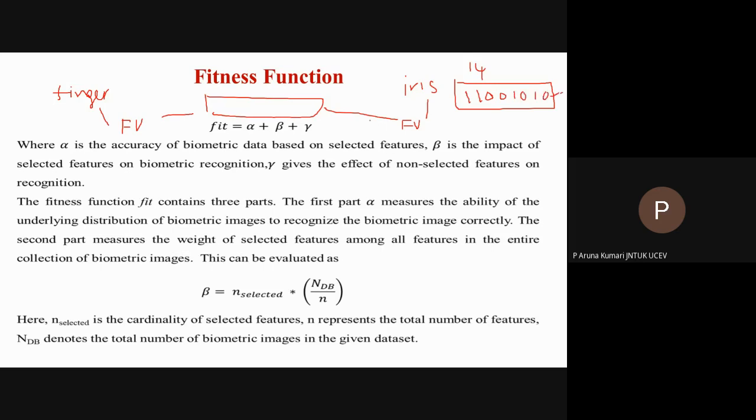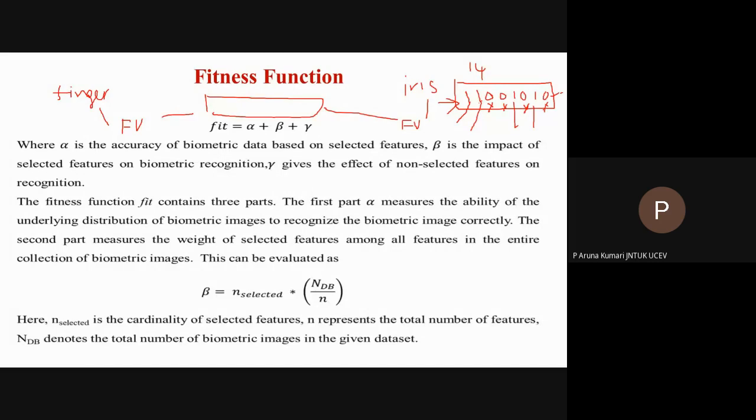Okay, this is my particle, the best particle one. For this particle I have to calculate my fitness function. Now 1 indicates that this feature has been selected, this feature is not selected, and this has been selected. Whatever features have been selected, we'll consider only those features, and based on those features we'll try to recognize the person.